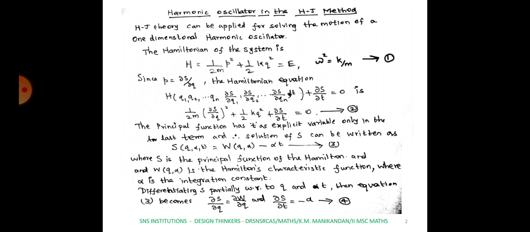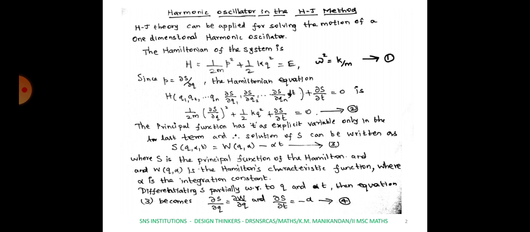Now this principal function has t as the explicit variable only in the last term, that is, in dou S by dou t we see that t is the explicit variable. Therefore the solution of the principal function S can be written in the form S as a function of q, alpha, t equal to W of q, alpha minus alpha t, where S is the principal function of the Hamiltonian and W of q, alpha is the Hamilton characteristic function, where alpha is the constant of integration.